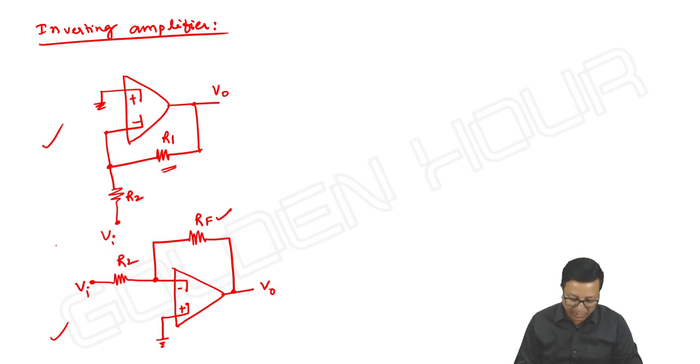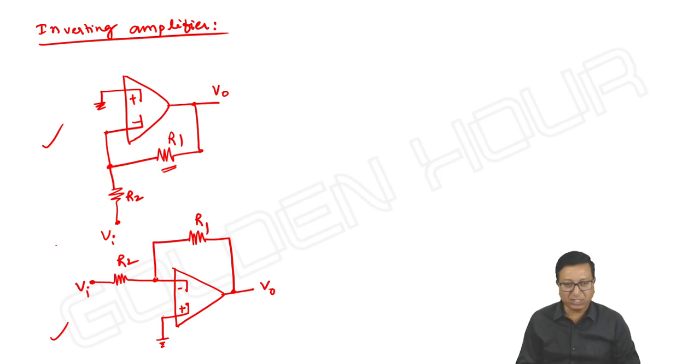You see, if R1 is not present, then there is no connection from output to inverting terminal. There is no feedback. Whether R2 is present or not, if R1 is not present, there is no feedback from output to inverting terminal. That's why we call R1 the feedback resistor. Sometimes we write even RF. Doesn't matter. So anyway, I am following one notation. It is R1.